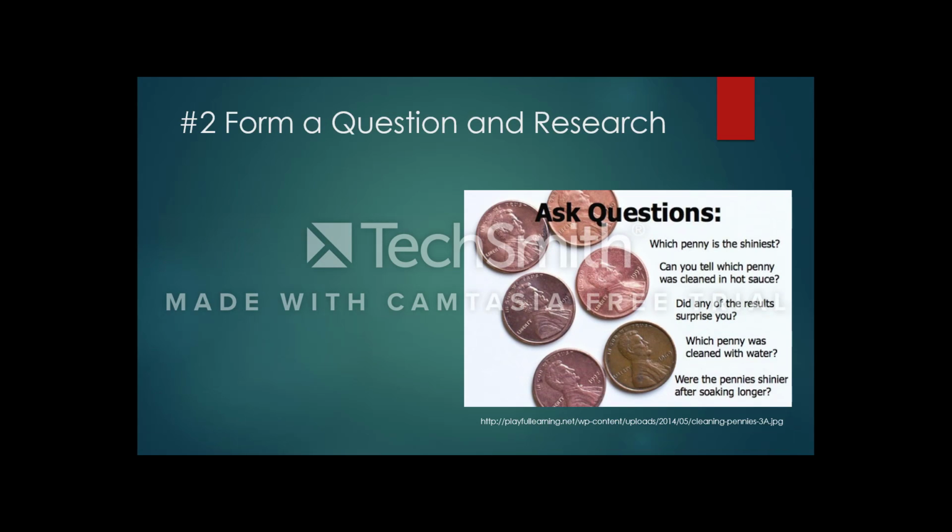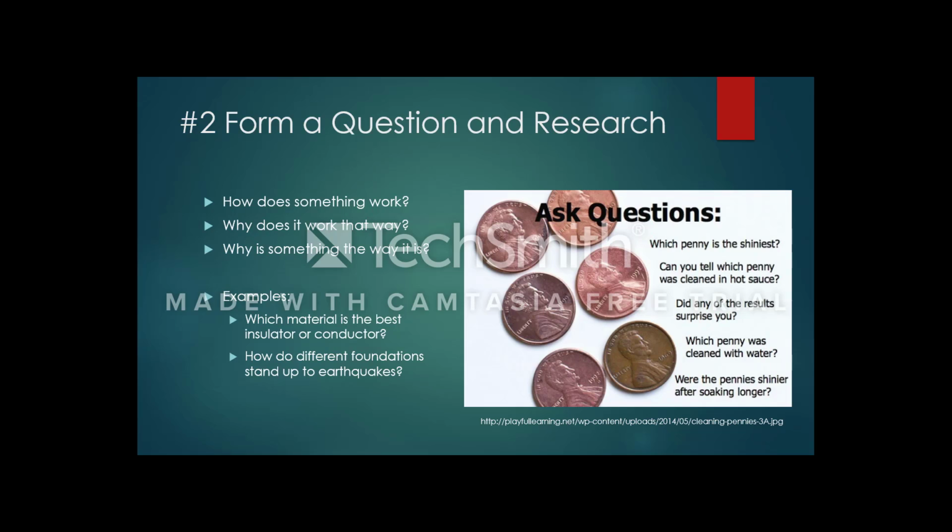Now once we have observed, we are going to ask questions. We can ask questions along the lines of, how does something work? Why does it work that way? Why is something the way it is? Some examples are, which material is the best insulator or conductor? How do different foundations stand up to earthquakes? Once you have an intriguing scientific question, then take the time to research your topic by using the books and the internet.